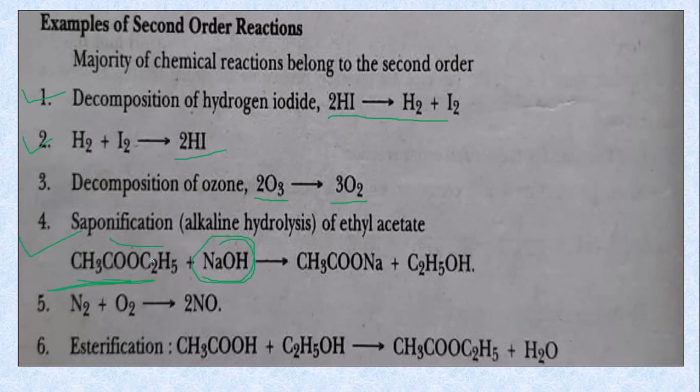We are reacting ester, ethyl acetate. This is ethyl, this is acetate. After the reaction you get this product. One more reaction is there: N2 and O2 react to give twice NO. And esterification of acid: the acid reacts with ethanol to give you ethyl acetate and a water molecule. This reaction you have studied in the 12th standard. These are the general examples for the second order reaction.